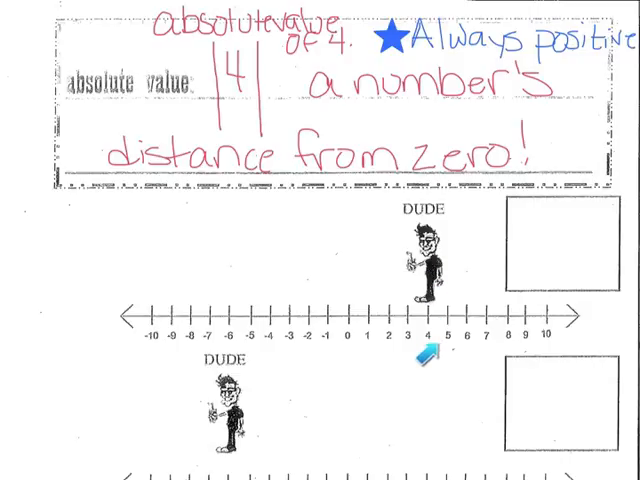Let's look at these dudes here on the number line and see where they are. This dude right here, he is at 4. His absolute value is 4. The absolute value of 4 equals 4. It's the distance from 0. If you look at it again, it's 1, 2, 3, 4 spaces from 0, which means that it is 4.